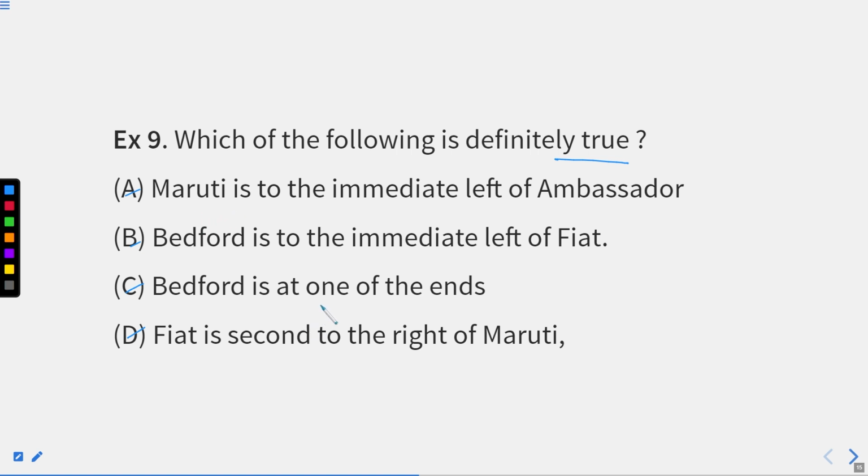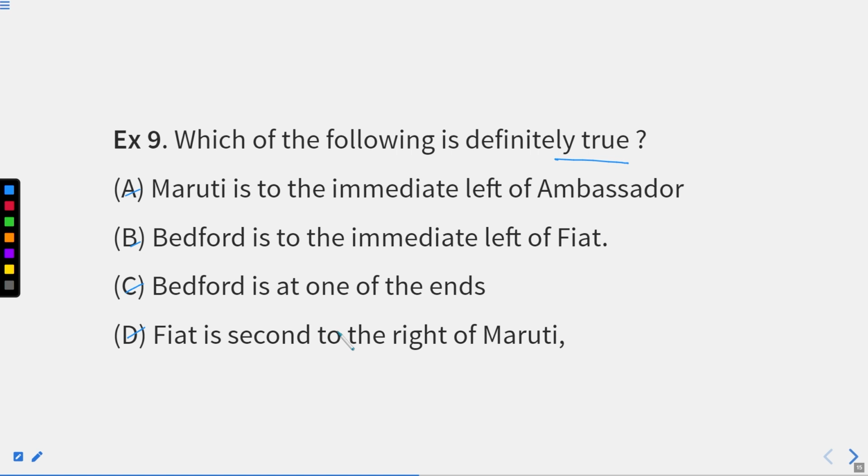For that you have to read the instruction, read all the statements. I'll read it once for you, the way we did in the 7th question. Maruti is to the immediate left of Ambassador. We have to check. Bedford is to the immediate left of Fate. We have to check. Bedford is set at one end. I think this part is wrong, because at one end we have Fate and at the other end we have Mercedes. So this particular statement is wrong.